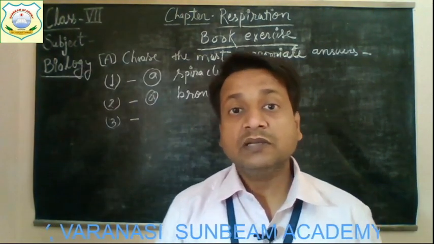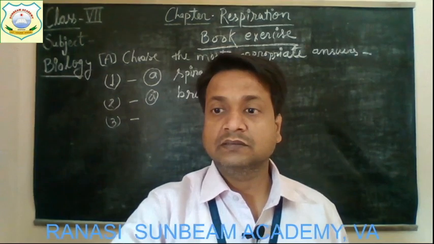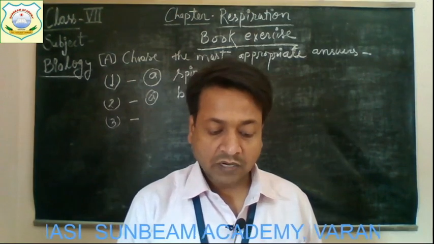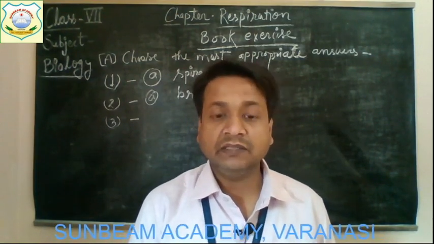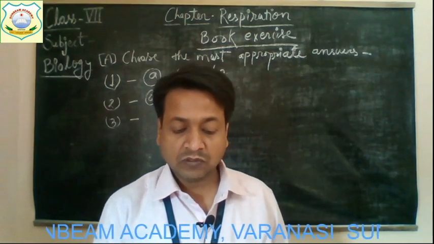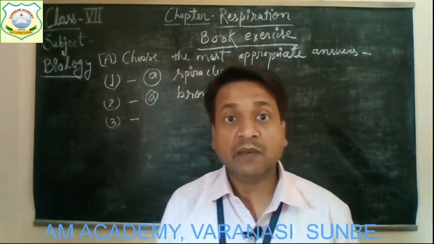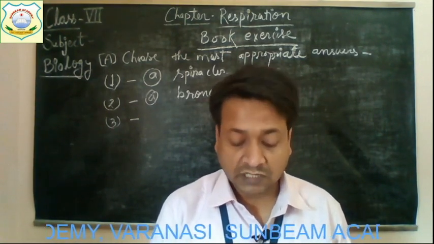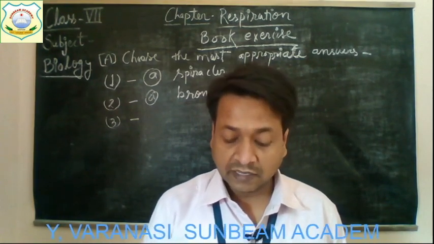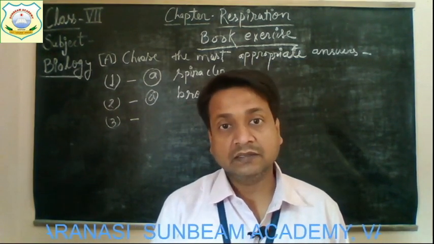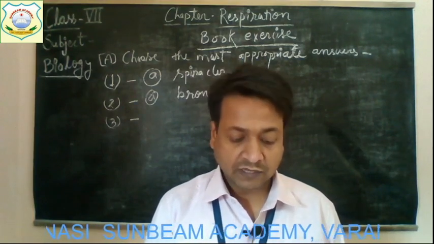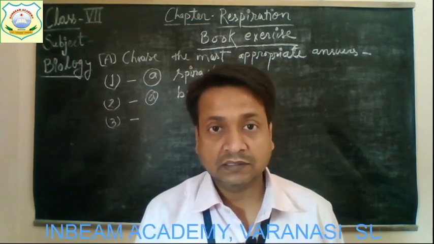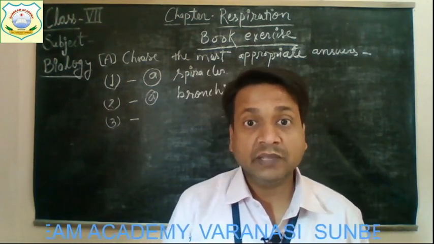Now, the question number 3. Alright, children. Where in the respiratory system does oxygen from the air breathed in pass into the blood? Children, once again, I'm going to read the question. Where in the respiratory system does oxygen from the air breathed in pass into the blood? And the options: first, trachea; second, bronchi; third, bronchioles; and fourth, alveoli. So the correct answer will be alveoli.